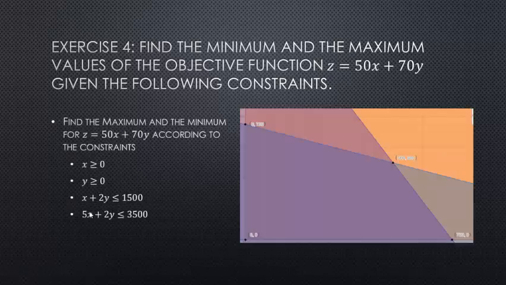Now, fortunately, Desmos makes this quite easy for you all to graph. You'll notice that I have X and Y greater than or equal to 0. So I've graphed that. We're in the first quadrant. X plus 2y is less than or equal to 150, and 5x plus 2y is less than or equal to 350. Now, normally you would need to solve for the intersection points of all of these.